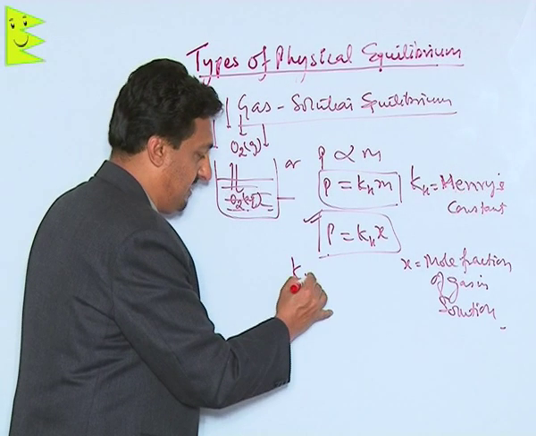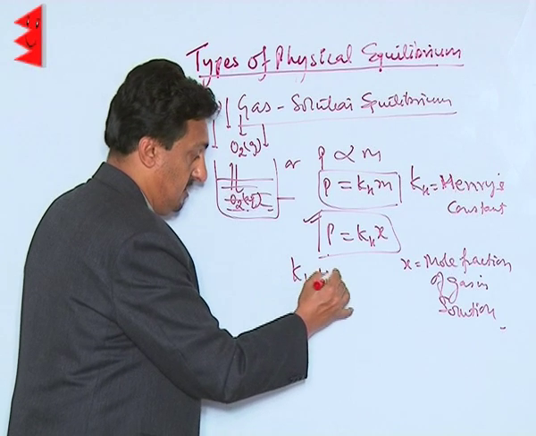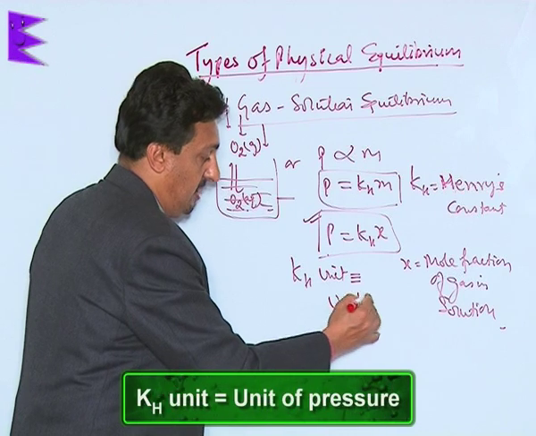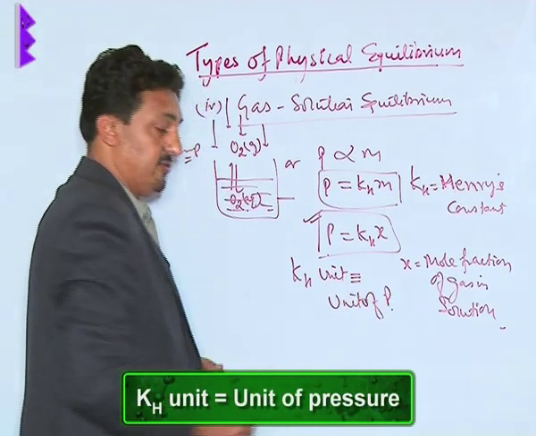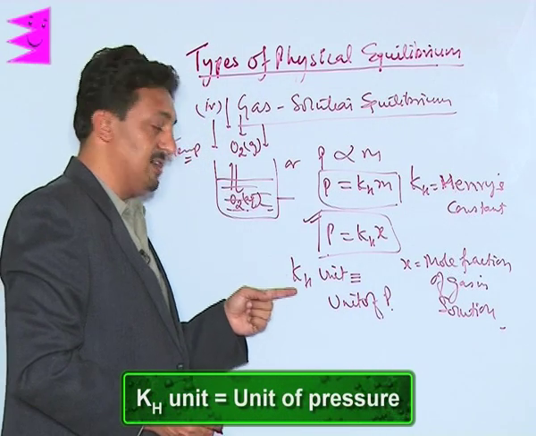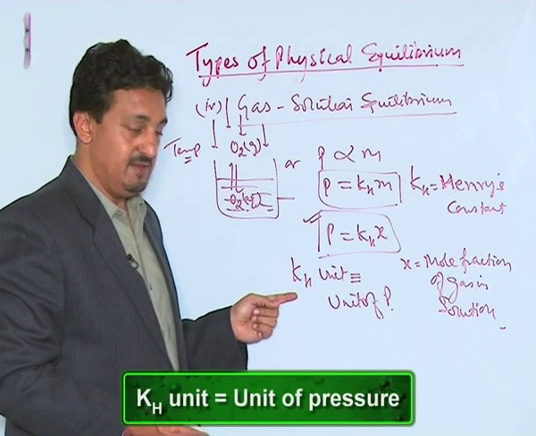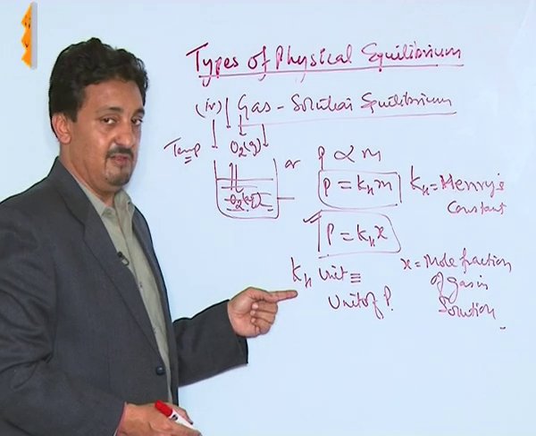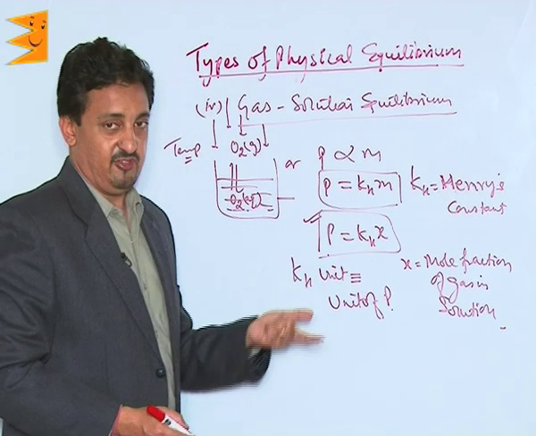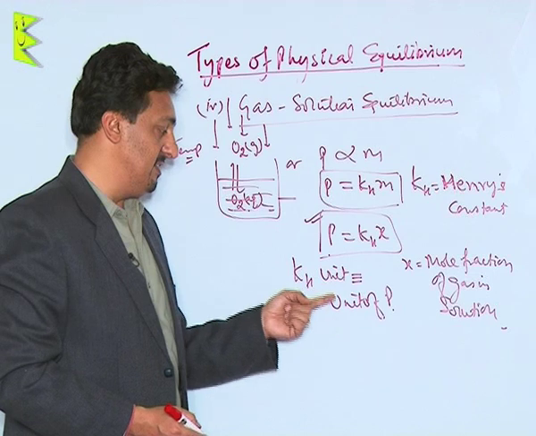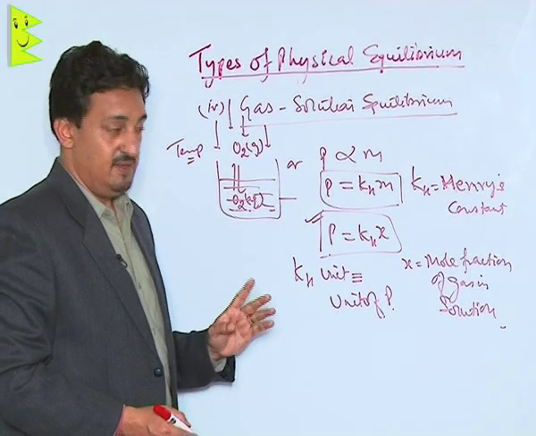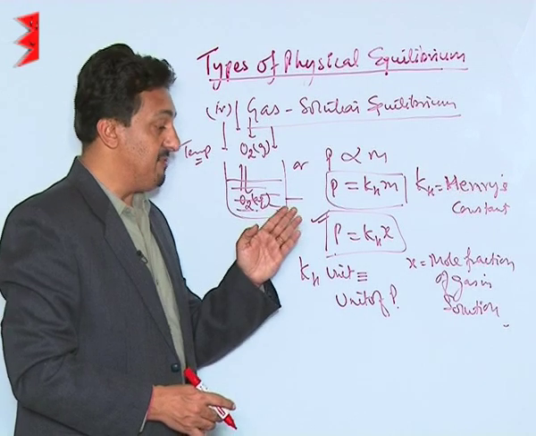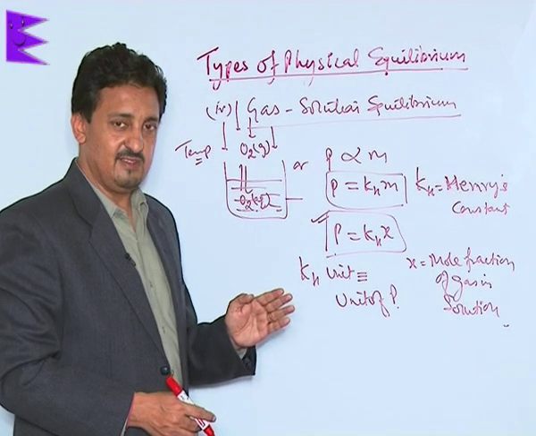The unit of this Henry's constant will be exactly equal to the unit of your pressure. So if your pressure is in atm, the unit of Henry's constant will also be atm. If the pressure is in pascals, your Henry's constant will also be in pascals, because mole fraction has no units. So the KH unit is equal to the unit of pressure. Henry's law has a lot of applications in different fields.